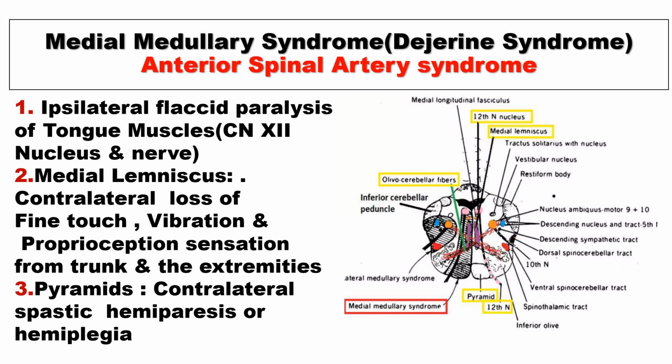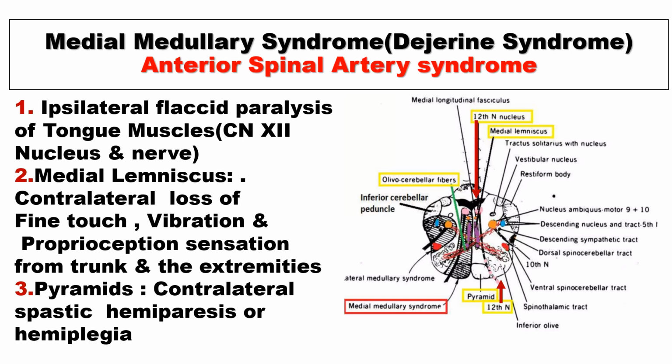Medial medullary syndrome, or Dejerine syndrome, or anterior spinal artery syndrome. The important features are the paralysis of the hypoglossal nerve nucleus and nerve fibers, and it can lead to ipsilateral flaccid paralysis of the tongue muscles.